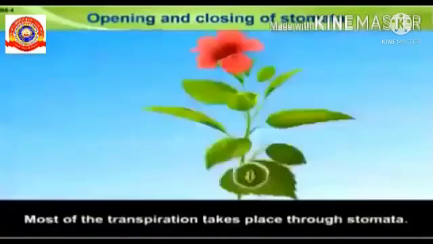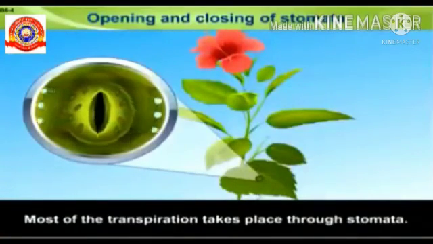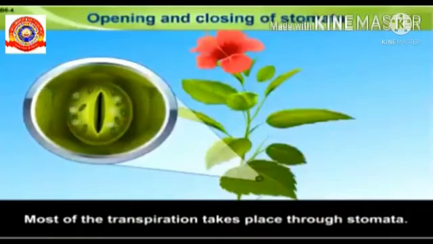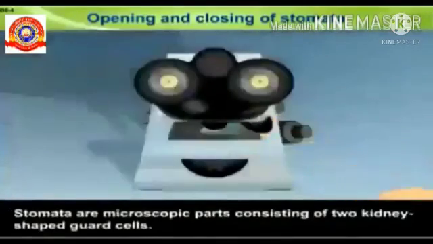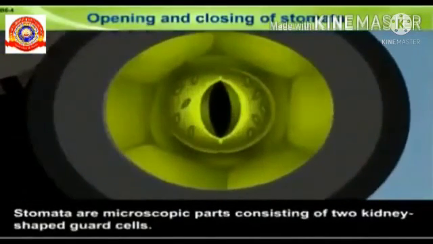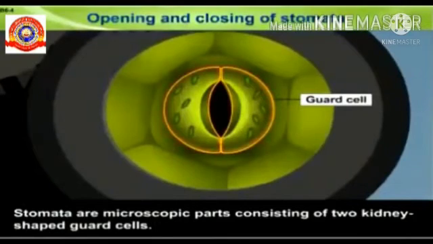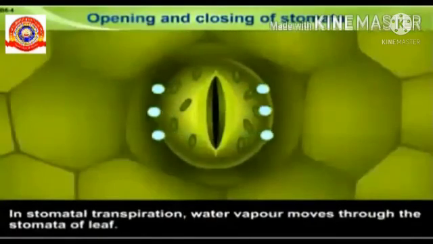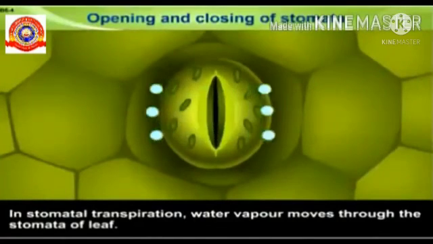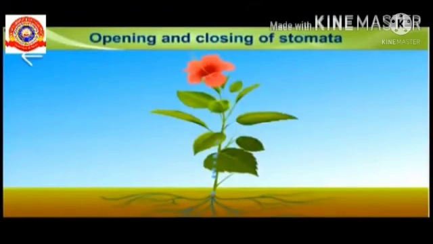Most of the transpiration takes place through the stomata in leaves. Stomata are microscopic parts consisting of two kidney-shaped guard cells. In stomatal transpiration, water vapors move through the stomata of the leaf. Now you know how the plants get carbon dioxide, oxygen, etc., right?